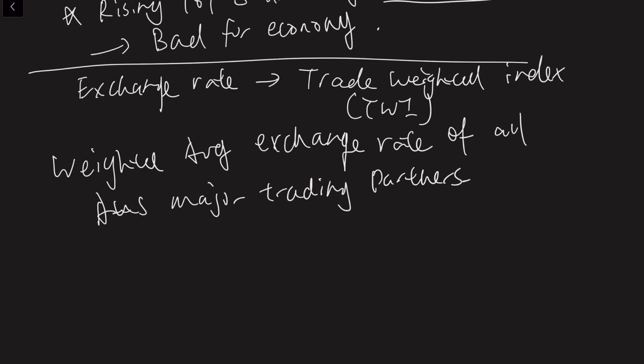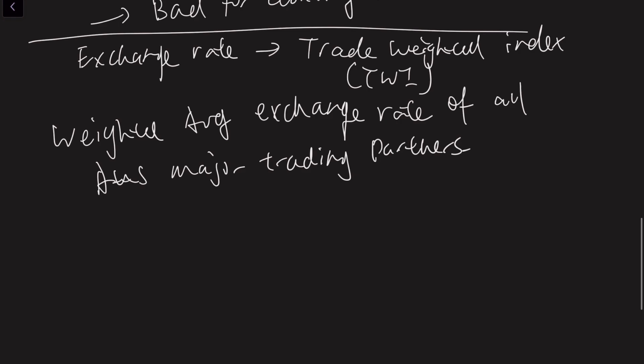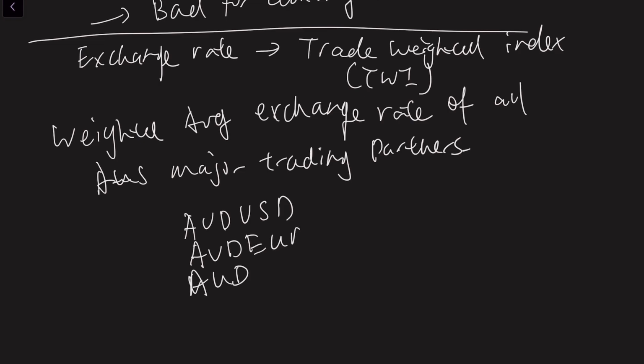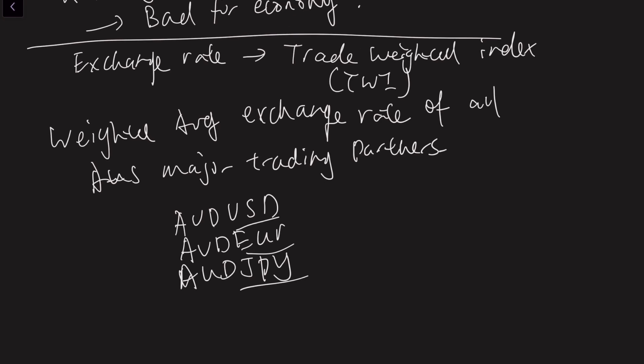So you know that we have many different currency pairs. We can have AUD/USD, AUD/EUR, AUD/JPY. So against the US dollar, the euro, the Japanese yen. But how do we combine them together into a single number so it's easier for people to understand?